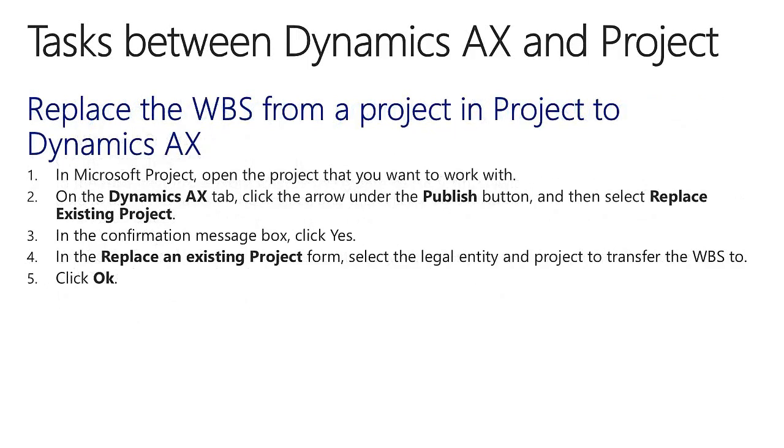Replace the work breakdown structure from a project in Project to Dynamics AX. In Microsoft Project, open the project that you want to work with. On the Dynamics AX tab, click the arrow under the Publish button, and then select Replace Existing Project. In the confirmation message box, click Yes. In the Replace an Existing Project form, select the legal entity and project to transfer the work breakdown structure to. Click OK.